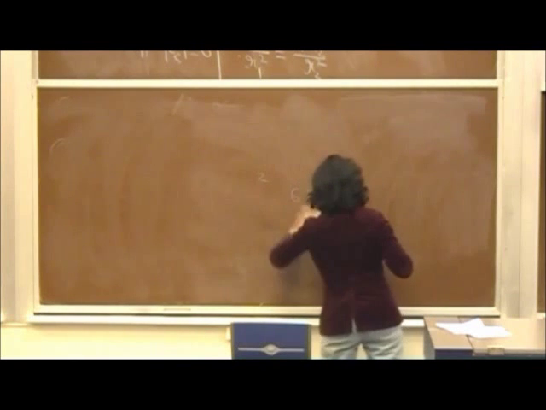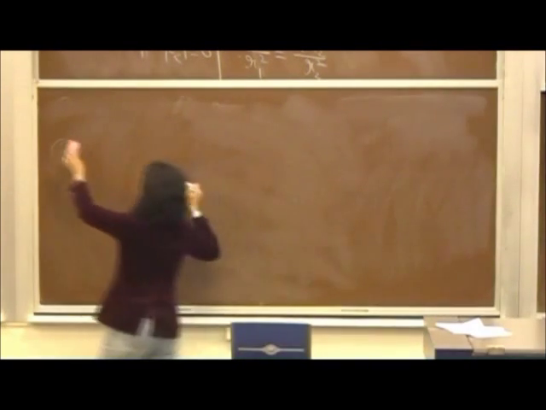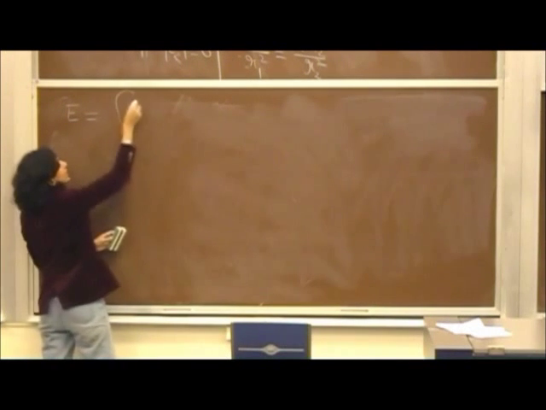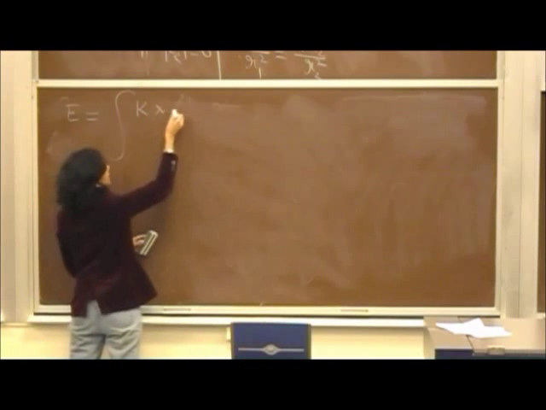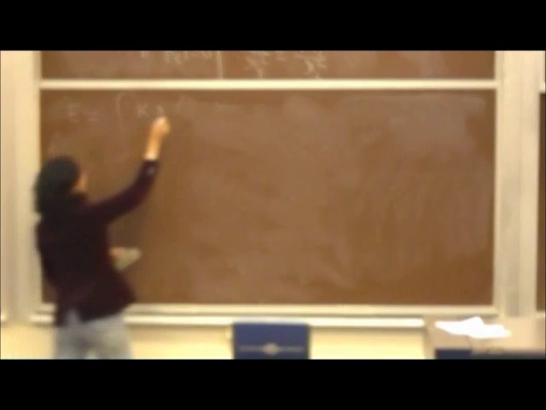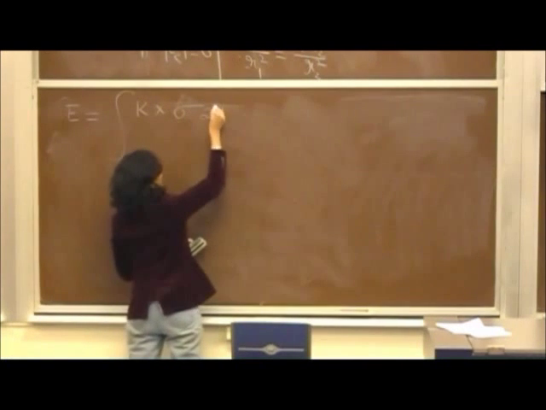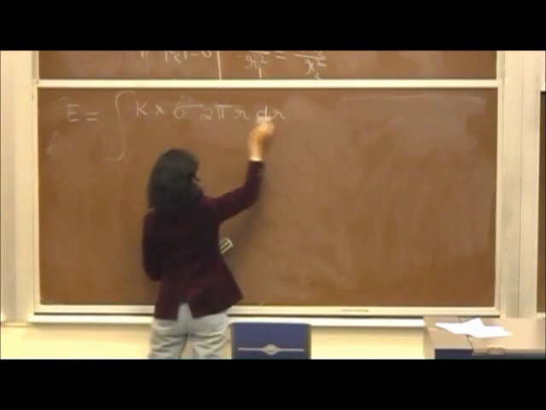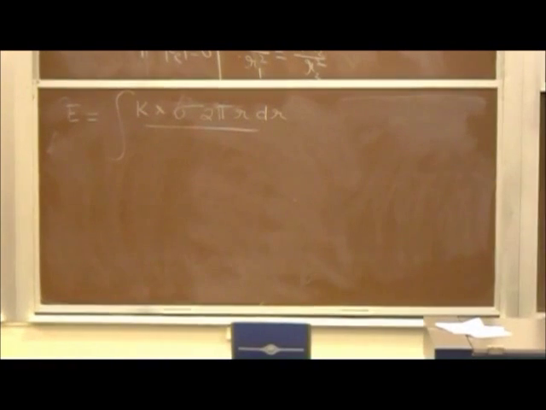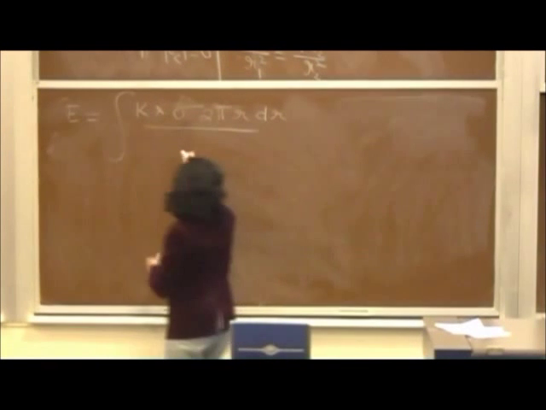So what we have found so far, this is where we are. And we are saying the total electric field, E, has a magnitude which is integral kx. And instead of q, I'm going to write sigma 2 pi r dr divided by this thing, r squared plus x squared to the power 3 over 2.